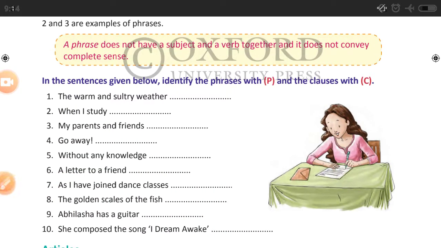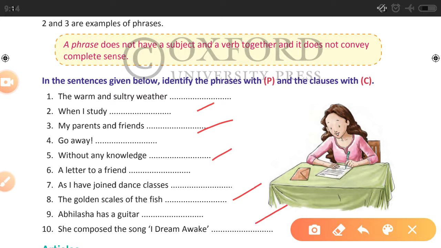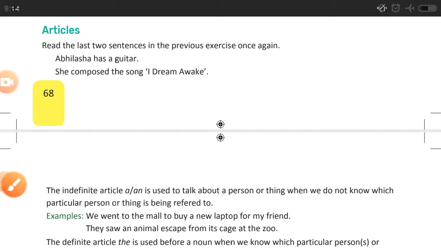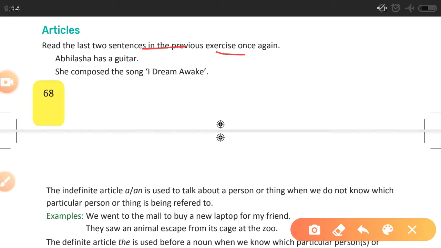Now we have already discussed this exercise. Solve it yourself in the book. Then we have articles. So read the last two sentences in the previous exercise once again. Now Abhilasha has a guitar. She composed the song I Dream Awake. Now, what are articles?